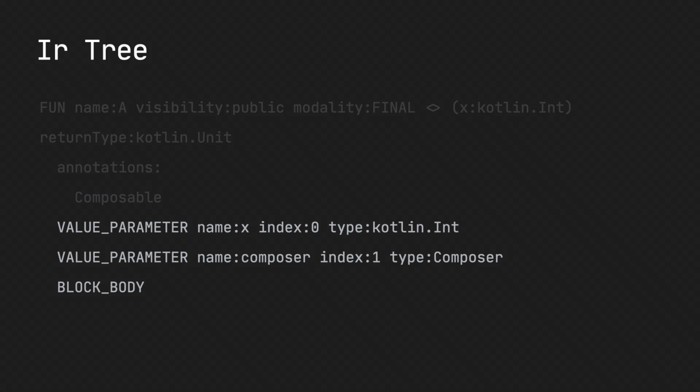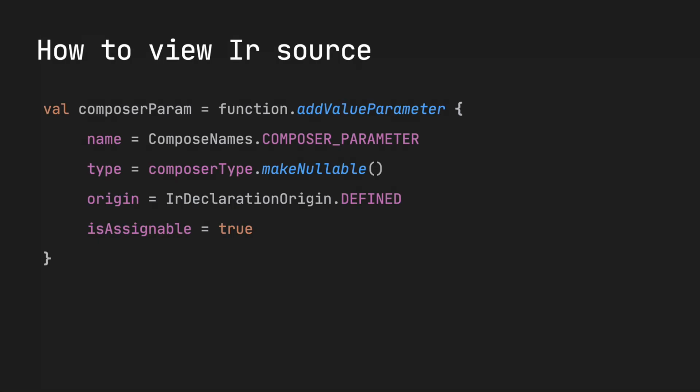So as you can see right there, when I execute that code, this is what it looks like. It adds in a value parameter in the IR tree right there, and it adds the type to it and the name of it. I'm also specifying whether it's nullable or not, or whether it's assignable or not. So this is the pattern used to add value parameters to an IR function.